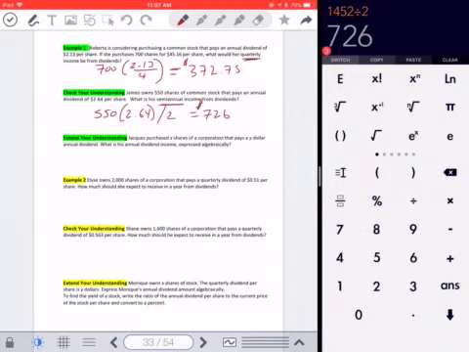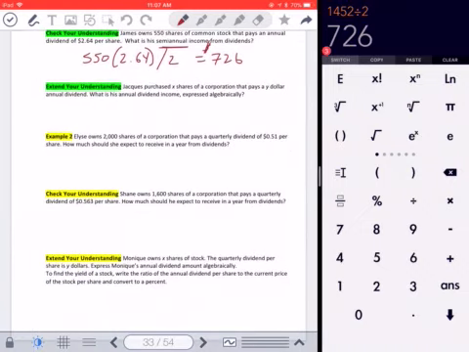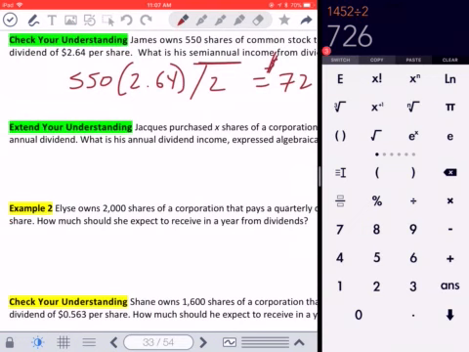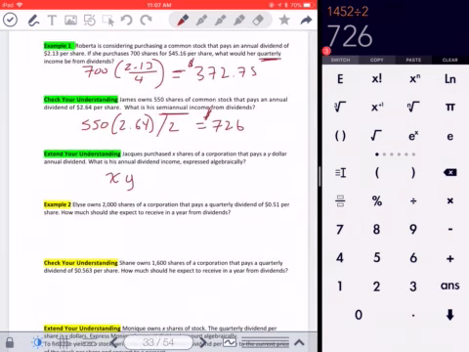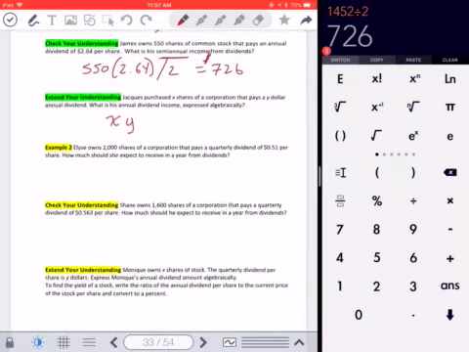Okay, moving on here. Jacques purchased X shares of a corporation that pays Y annual dividend. What is his annual dividend income? So this is just going to be X times Y. However many shares times the dividend amount.